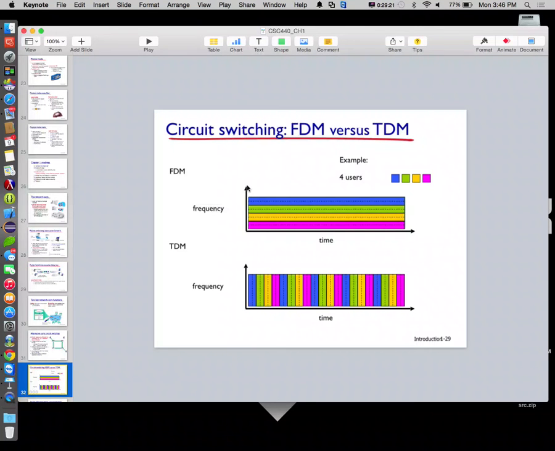Isn't it the other way around? This is frequency. So isn't frequency more even for everybody? Everybody's traveling at the same speed. If you have 100 megabits of speed and you have 4 guys, each one's getting 25 megabits of bandwidth. It's equal, right? Here, each of these guys, when it's their turn to transmit, gets the full 100 megabits of bandwidth. Make sense?